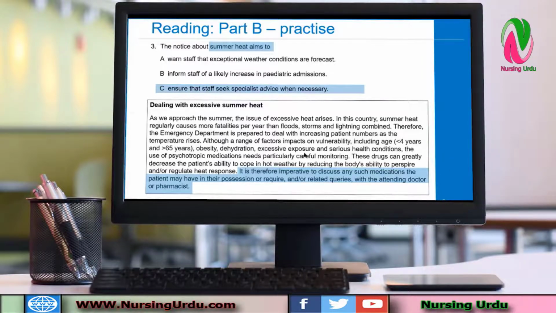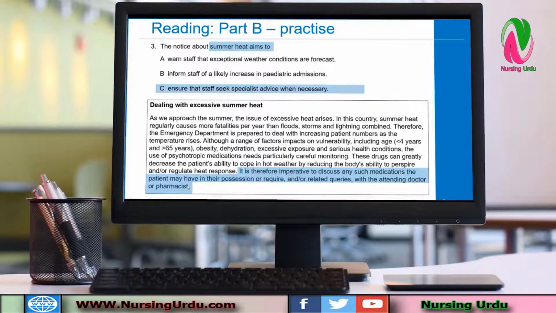So we've got lots of information about what happens normally, but at the end it says it is therefore imperative. We had that word earlier, imperative, meaning very, very important. It is therefore imperative to discuss any such medications the patient may have in their possession or require, and or related queries with the attending doctor or pharmacist.